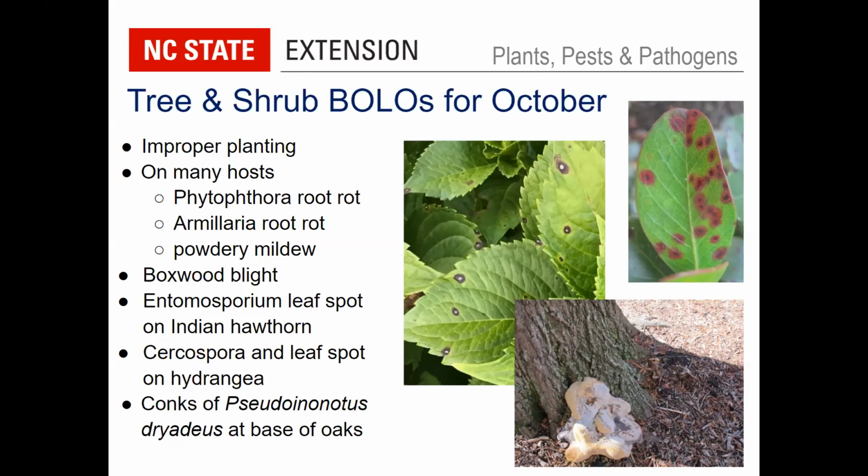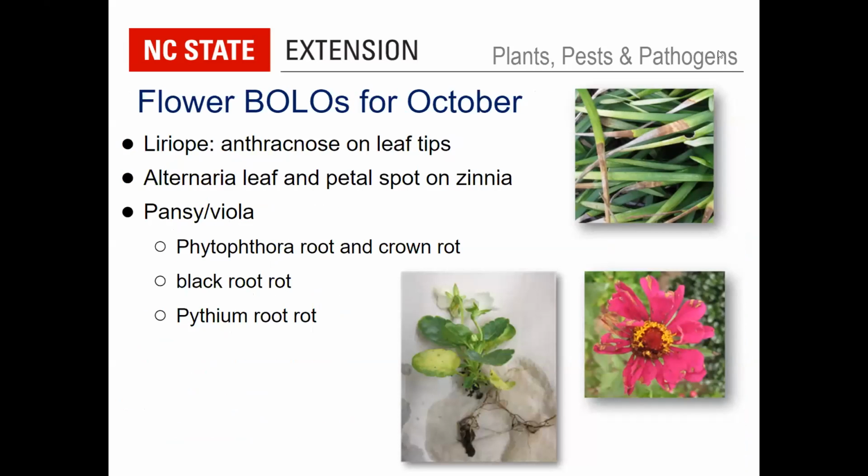moving along. For the flowers, our liriopes in the landscape, some people consider them a flower, others just a ground cover, but we'll be getting anthracnose on the leaf tips. That is to be expected, and that's why you give it a nice haircut, very short during the late winter, so that you don't have the fungus there in large quantities to reinfect in the spring.